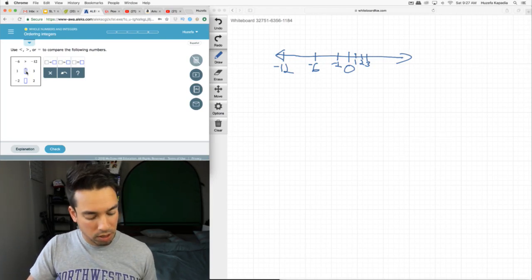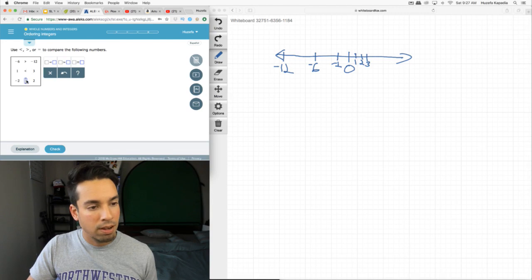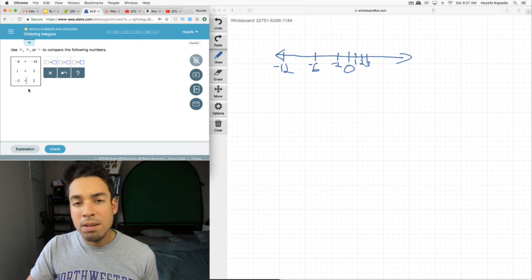3, of course, is greater than 1. And finally, 2. Once again, 2 is farther to the right than -2. 2 is greater than -2. But any positive number is going to be greater than a negative number.